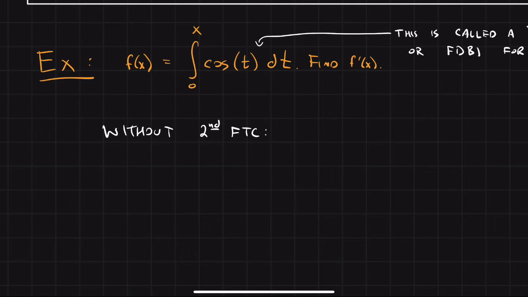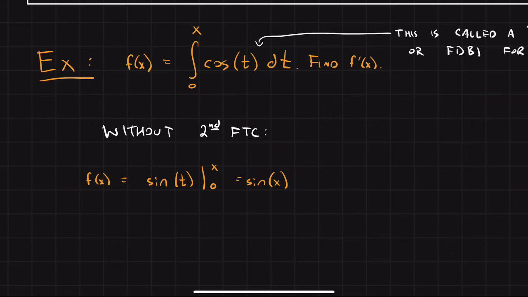Well, we can find f prime of x two different ways. The hard way is by not using the second fundamental theorem of calculus. To do that, we would find f of x just by evaluating the integral. The antiderivative of cosine of t is equal to sine of t, and then the boundaries from the integral went from 0 to x. This is just using the first fundamental theorem of calculus. So then we want to plug in our boundaries for t.